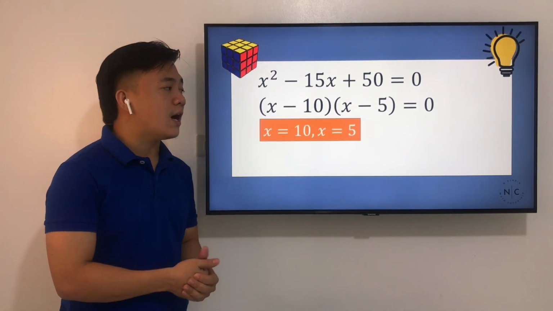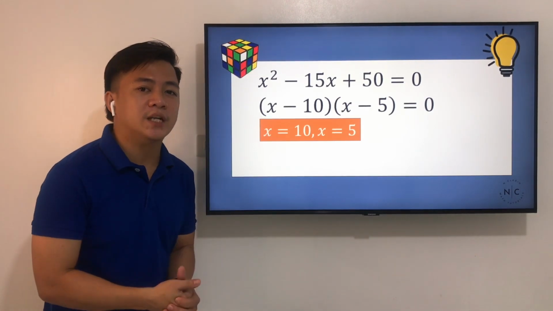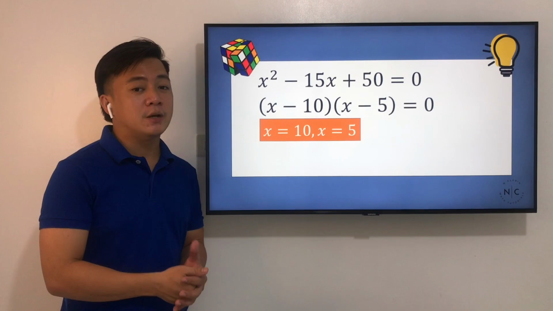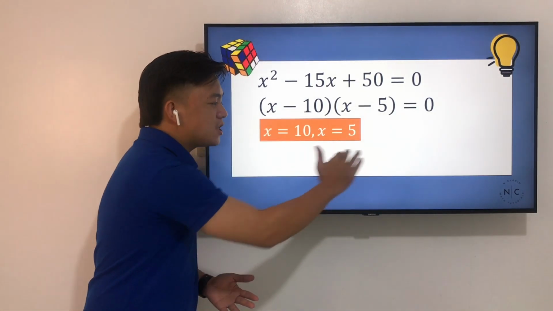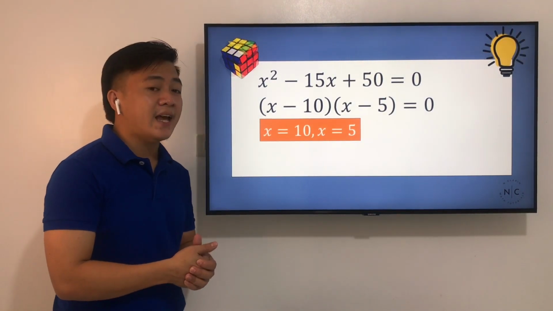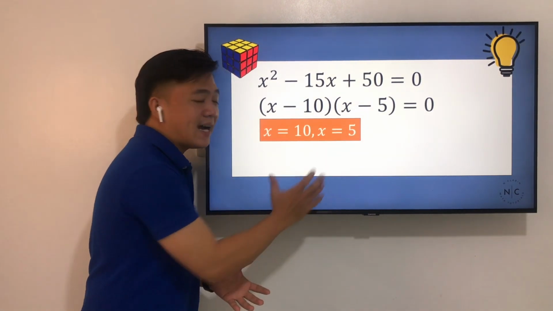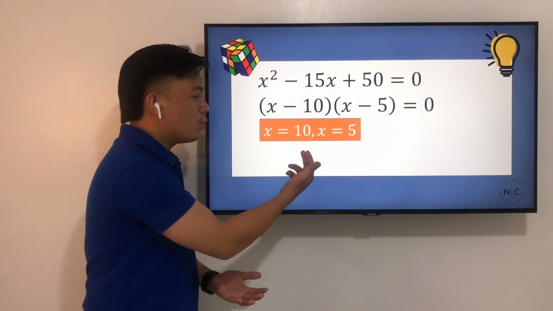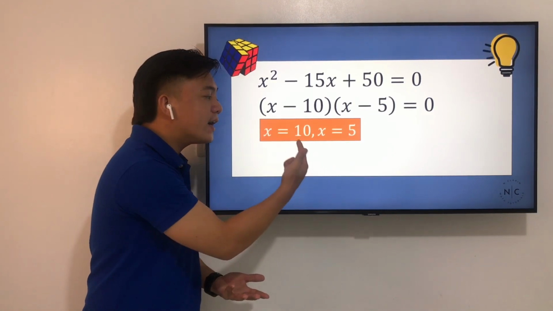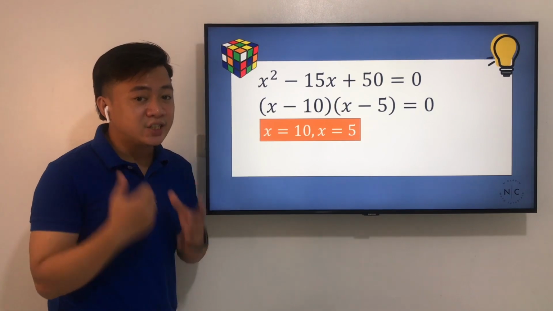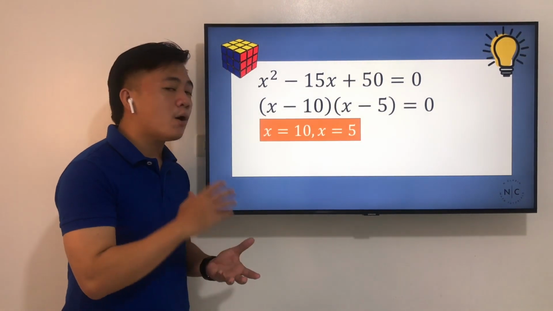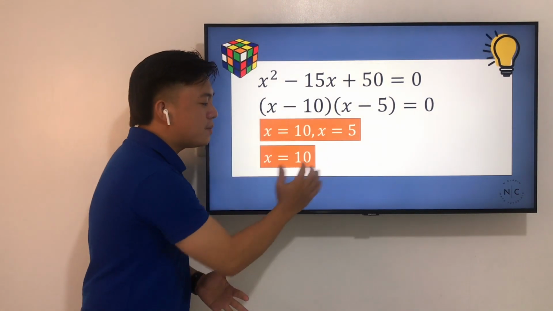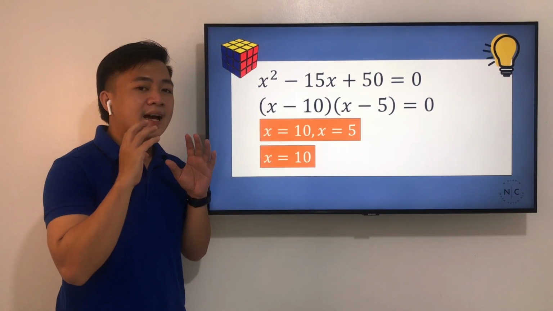So kung nakalimutan nyo na kung paano mag-solve ng quadratic equation by factoring is, inilink ko sa baba yung ating video lesson about doon. So inuulit ko, yung answer natin is x is equal to 10 and x is equal to 5. So dito sa ating dalawang answer na to is, pwede natin i-check kung sino yung tama sa dalawa na yan. Kung parehong tama ba or yung 10 lang or yung 5 using checking. So kung i-check natin yan, ang makukuha nating final answer is x is equal to 10. So yung 10 yung magsasatisfy dun sa ating given equation.